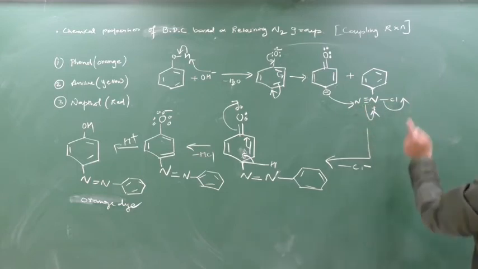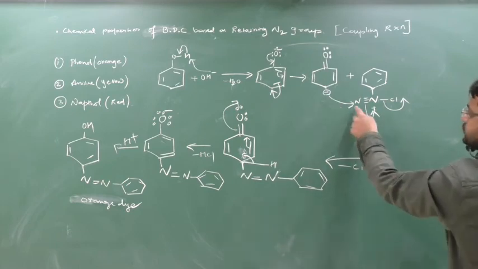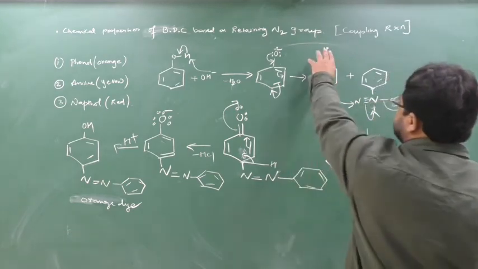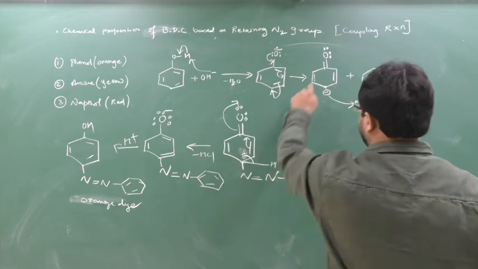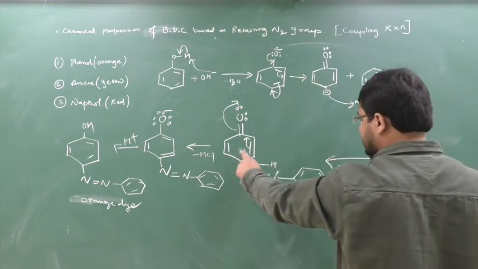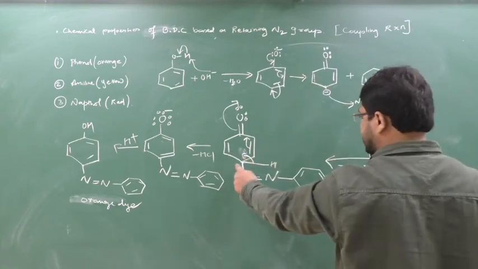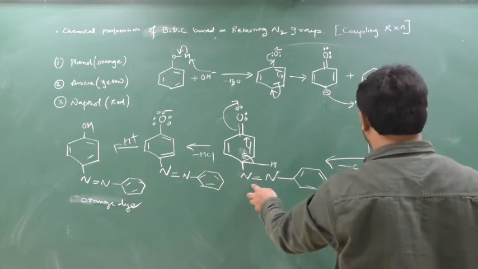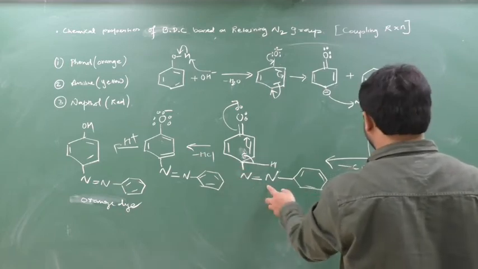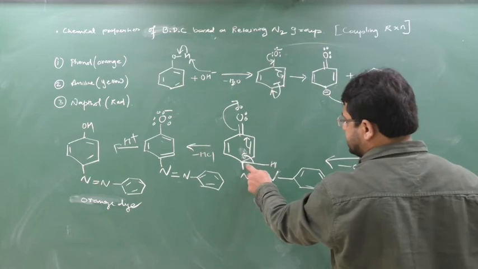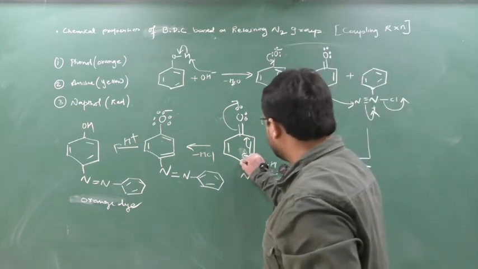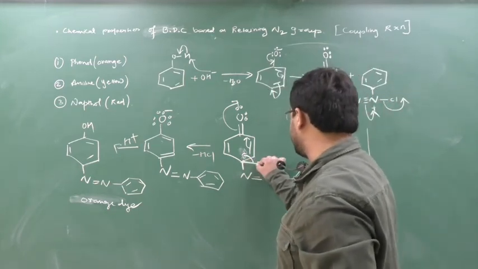So this Cl will be removed as Cl minus. This minus charge will be joined to this end. See this double bond here, without aromaticity, because here aromaticity is now broken. This minus charge is shifted to this nitrogen, the double bond nitrogen, and Cl is removed as Cl minus. Now on this nitrogen there is one hydrogen, which is called the acidic hydrogen.